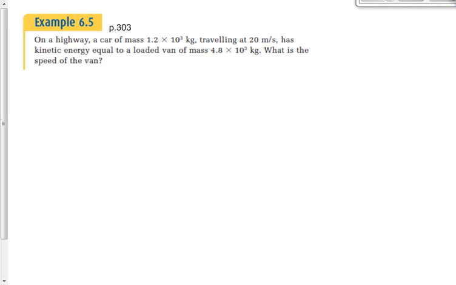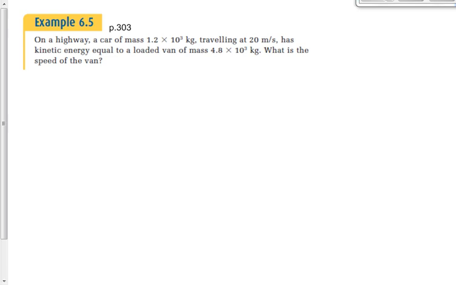6.5 is based on kinetic energy. Notice we're on chapter 6 now, so if you don't have chapter 6 downloaded, you should probably do that tonight. It says on a highway, a car of mass 1,200 kilograms is traveling at 20 meters per second, has a kinetic energy equal to a loaded van of mass 4.8 times 10 to the 3 kilograms. What's the speed of the van?